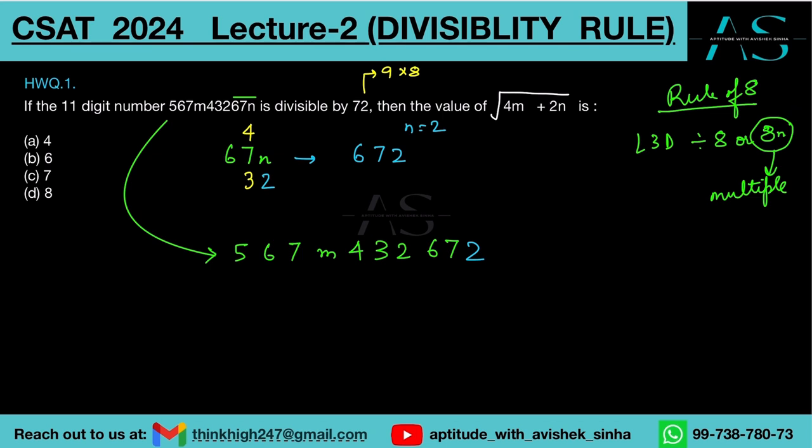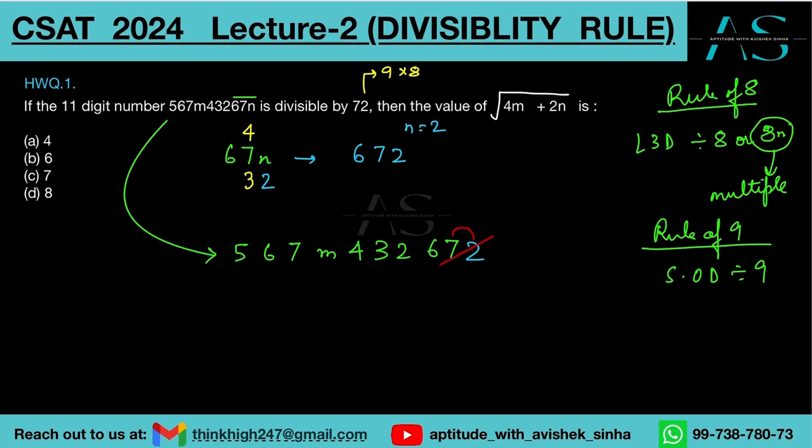Now, this number must also be divisible by 9. What is the divisibility rule of 9? The rule of 9 says the sum of digits must be divisible by 9, or in the form of 9n, that is a multiple of 9. So strike off all those values that you think are multiples of 9. Can I simply strike off 7 and 2? The summation would be 9. So these two go out.